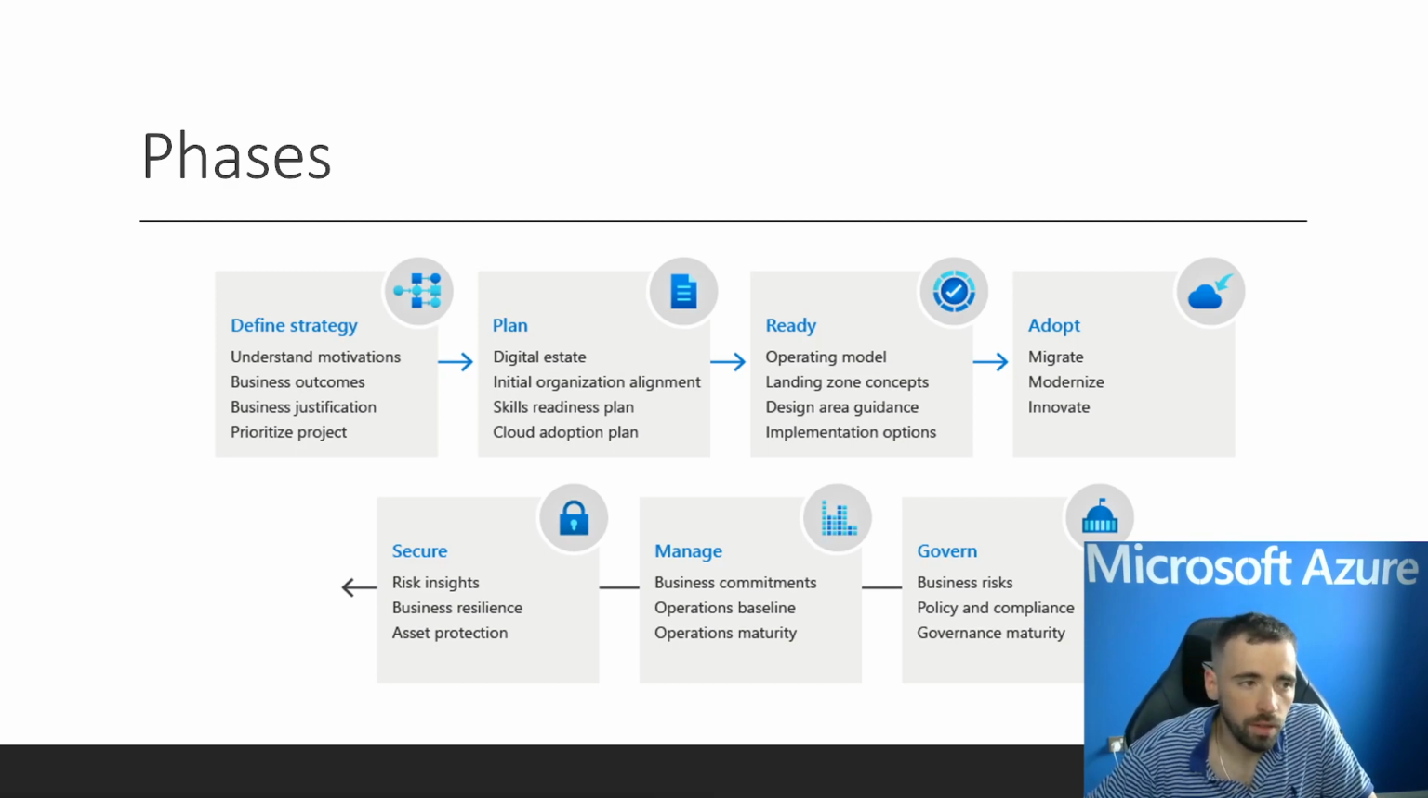So this illustrates the phases in the cloud adoption framework, and in the following slides I'm going to dive into each one and give a brief overview into what the phase is about. So you can see here we work on strategy, plan, ready, and adopt, and these are considered to be the project phases. We then have secure, manage, and govern, which are ongoing phases, though the secure, manage, and govern phases are also part of the project. They are from beginning to the end of the project, and then on an ongoing basis as well.